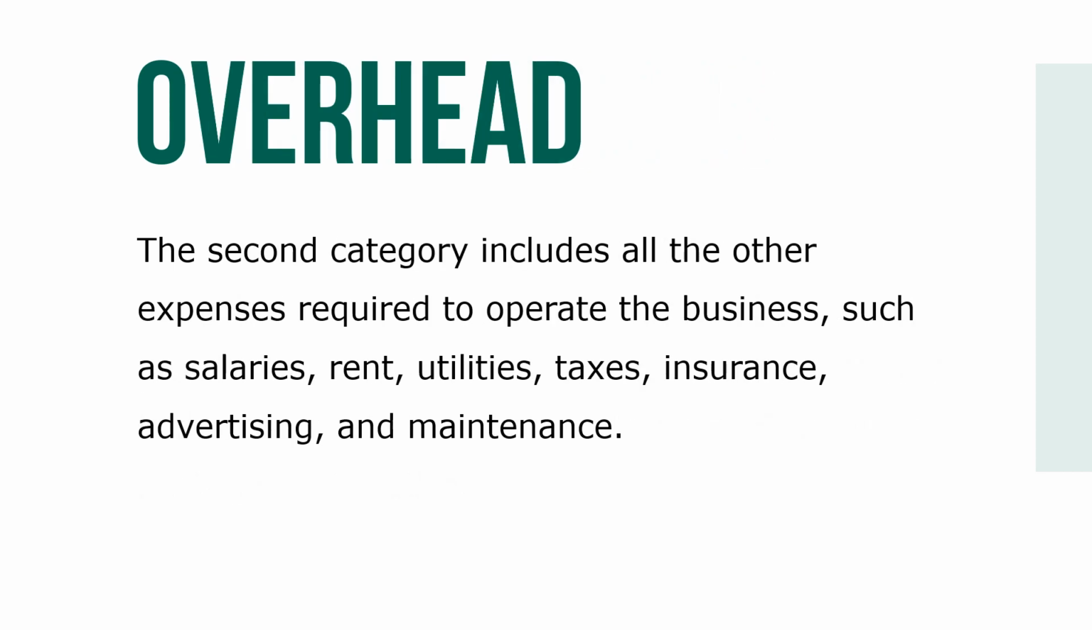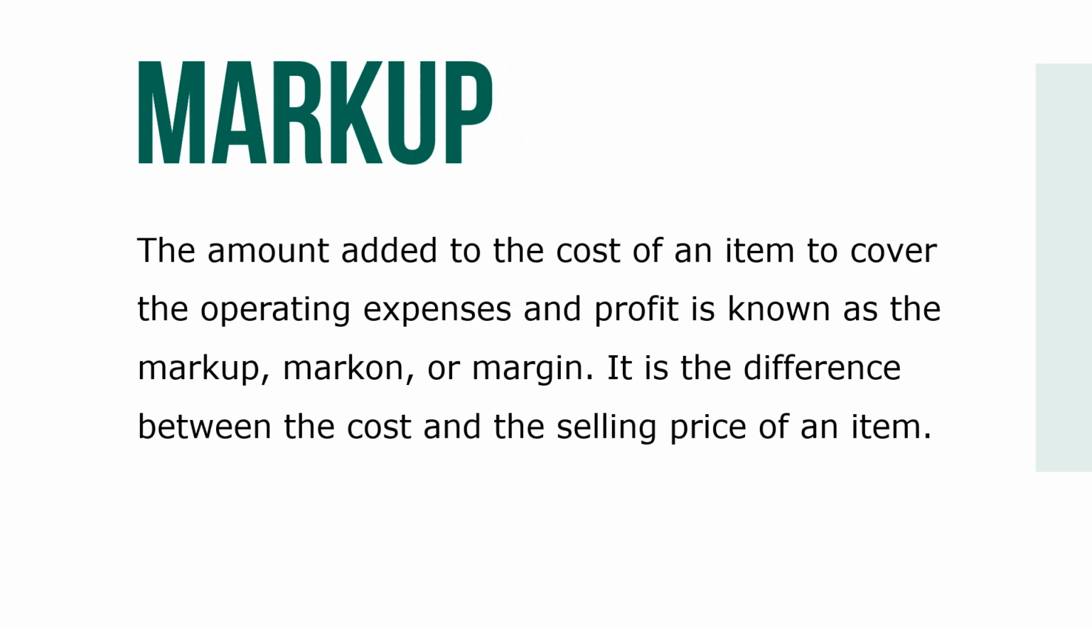The second category includes all other expenses required to operate the business, such as salaries, rent, utilities, taxes, insurance, advertising, and maintenance. These expenses are known as operating expenses, overhead expenses, or simply overhead. The amount added to the cost of an item to cover the operating expenses and profit is known as the markup, markon, or margin. It's the difference between the cost and the selling price of an item.